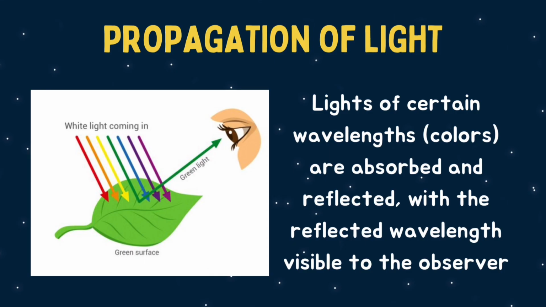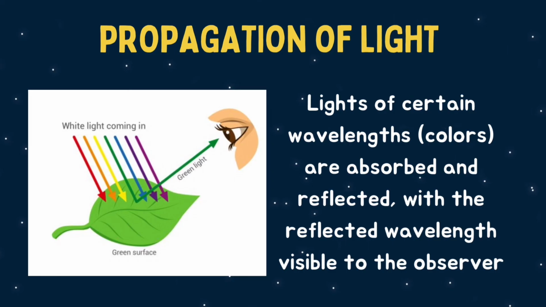We recognize color due to the observation in the reflection of light of certain wavelengths or colors. If we are seeing a white object, that means all the colors are reflected. If we are seeing a black object, that means all the wavelengths or colors of white light are absorbed.